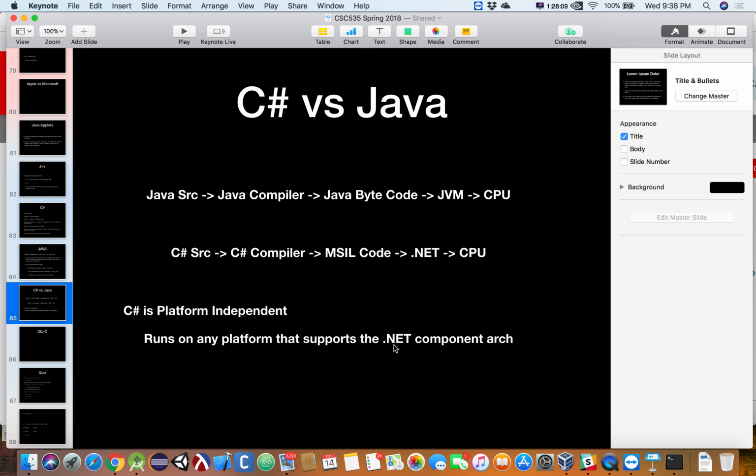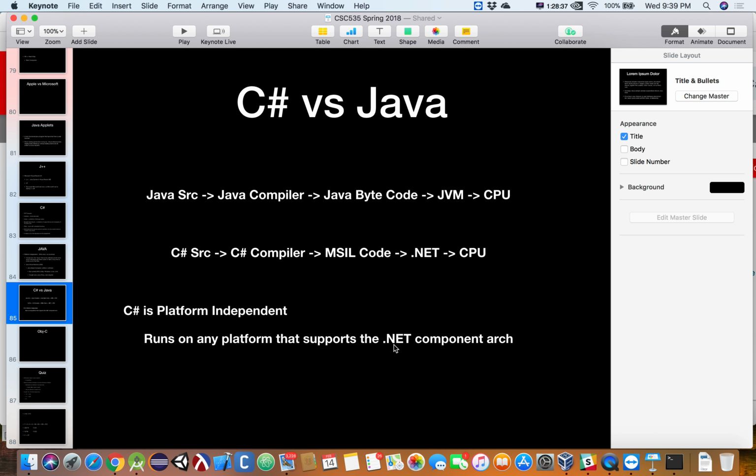It just so happens that Microsoft only ported their software to their own thing. But if they were to port the .NET component architecture to Mac, a C# program would run on it. So it's platform independent in theory, but in practice, it'll only run on Windows. Does that make sense? Till date, we can say it as platform dependent. But the language is not.